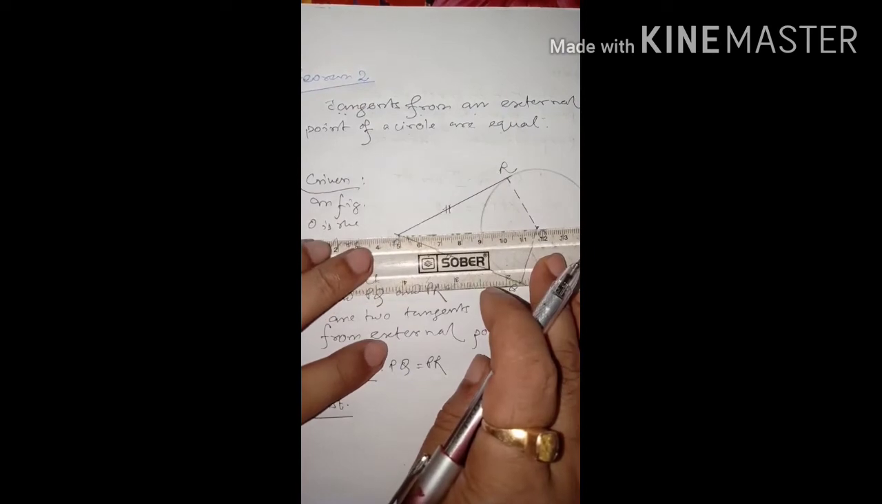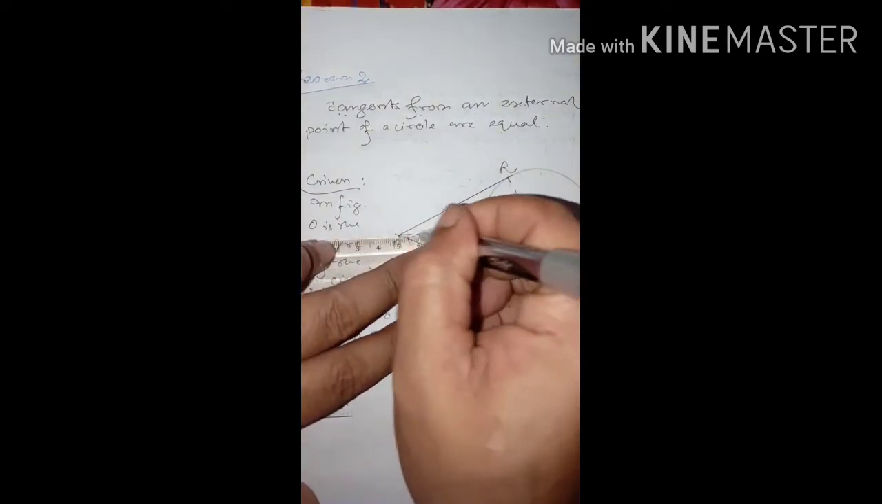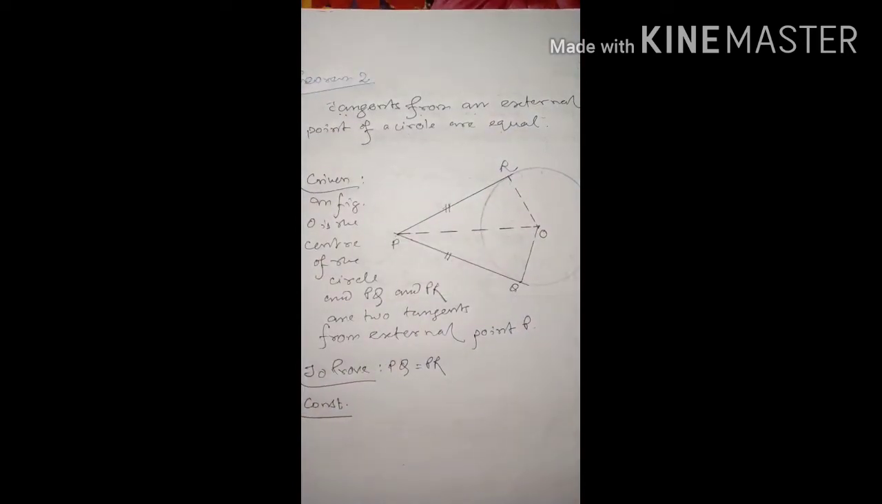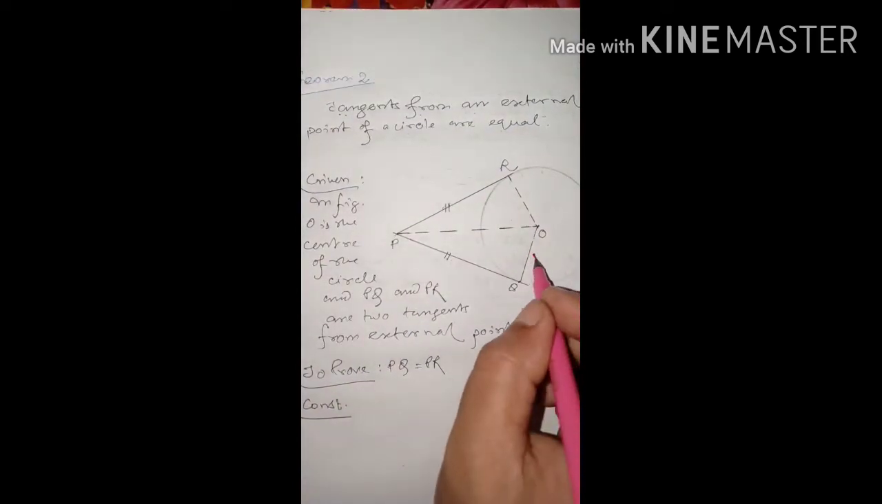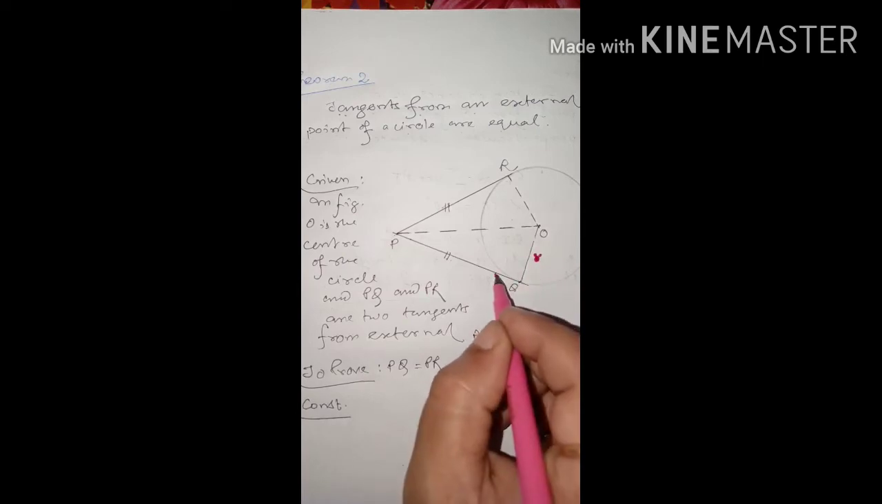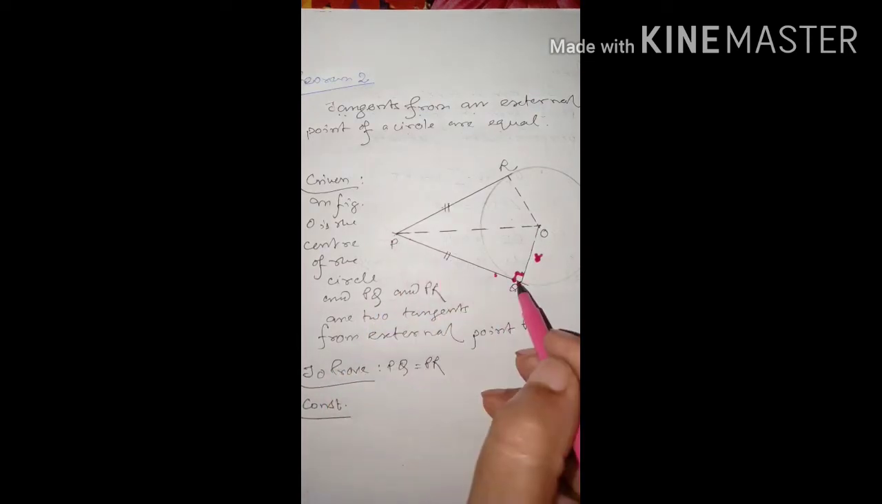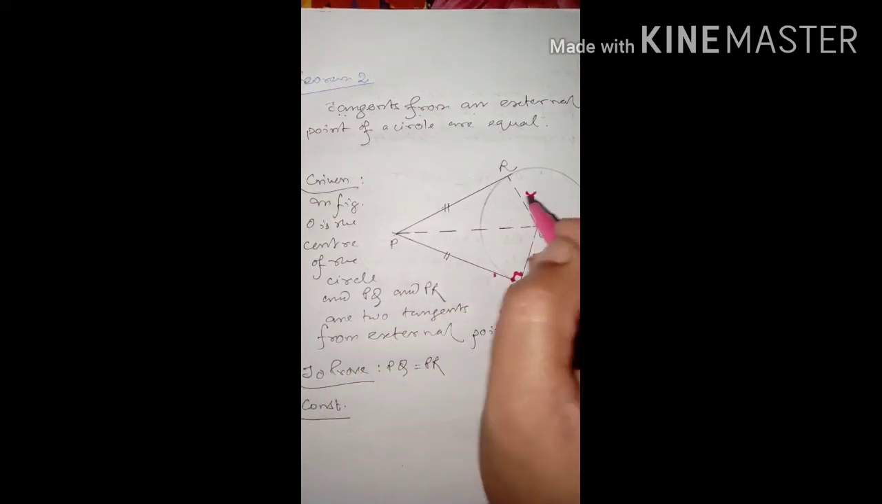So we join center O with Q, center O with R, and center O with P. All these 3 points, P, Q, R, you join with O. Now look at the diagram. See, this is radius and this is tangent. So this angle is 90 degrees because by the first theorem, the radius of a circle is perpendicular to a tangent at the point of contact. This is radius and this is tangent. So this is also a 90 degree angle.